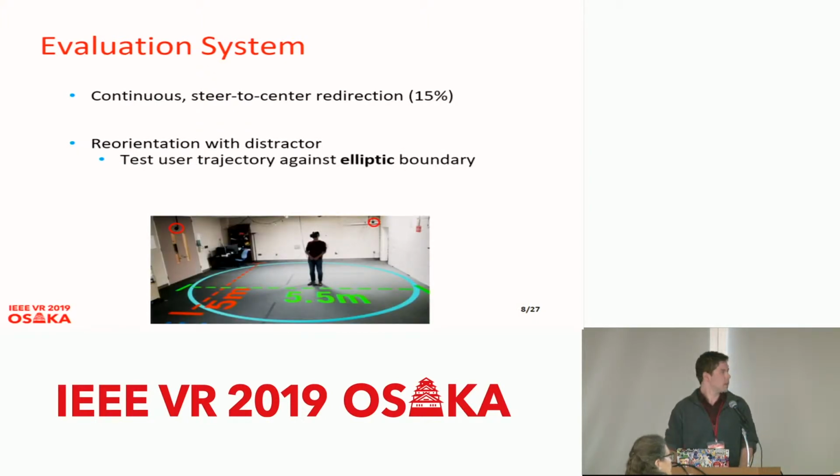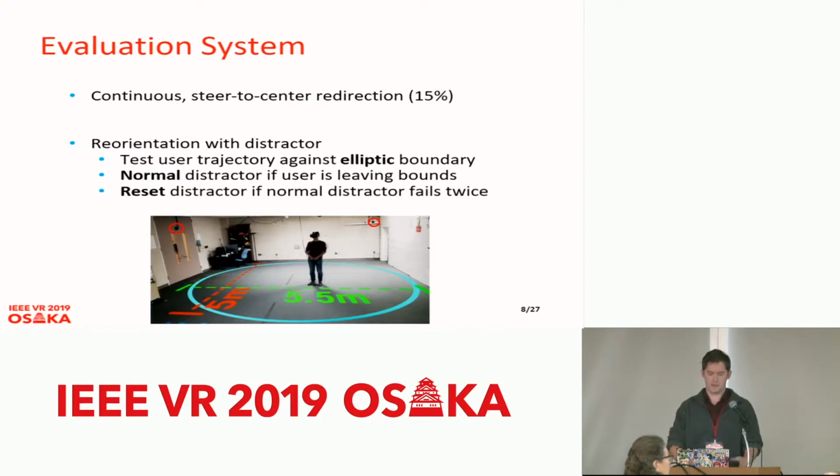distractor. We choose whether or not to activate the distractor by testing the user's trajectory against an elliptic boundary. We use an elliptic boundary so that they don't collide with equipment that's in the corners. I will explain in the next slide what these normal and reset distractors are, but we initially employ a normal distractor if the user is about to leave bounds. And if the normal distractor keeps failing, we use a reset distractor.